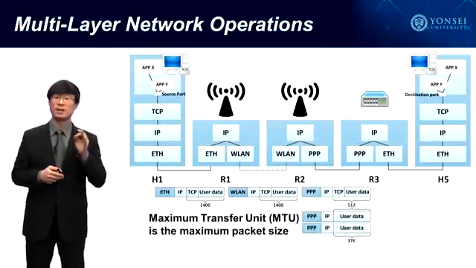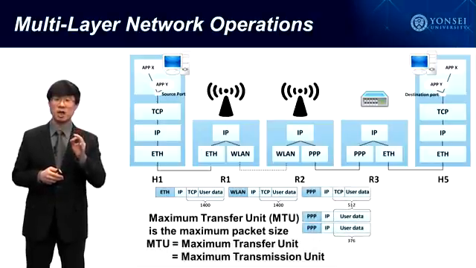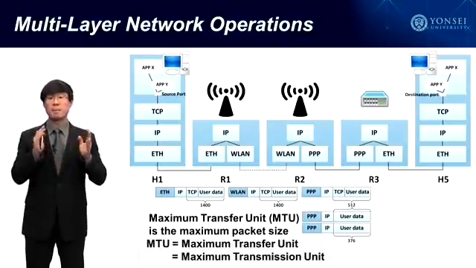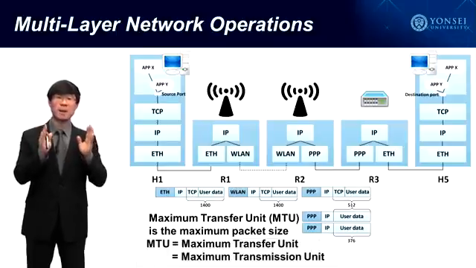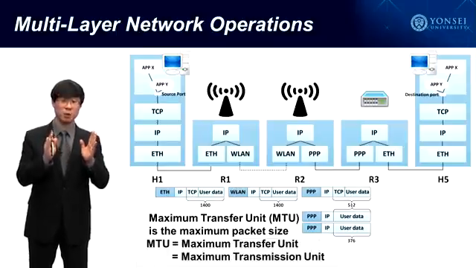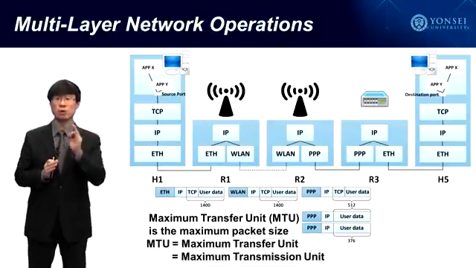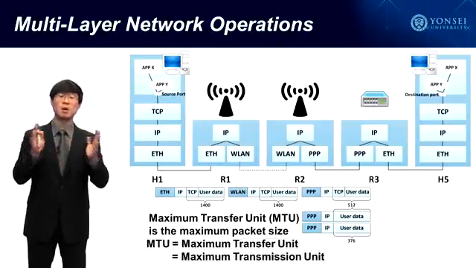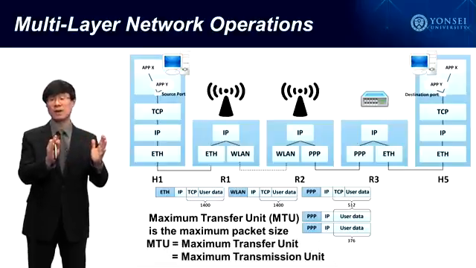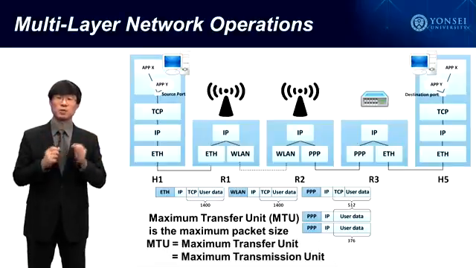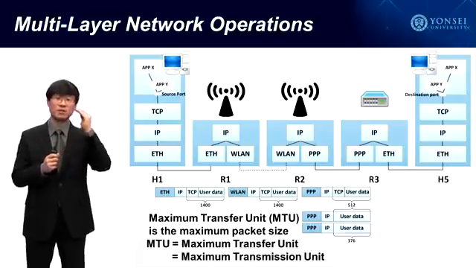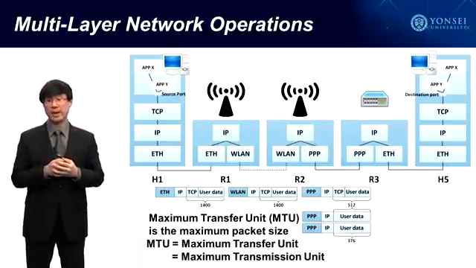Now, this is where a slight change in packet shape, packet format, needs to occur. Why? Because the maximum transfer unit, which is the maximum packet size permitted in the PPP protocol used between router 2 and router 3, is much smaller compared to what Wi-Fi is using. So therefore, now what we need to do is packet fragmentation. We need to divide the packet into multiple packets.